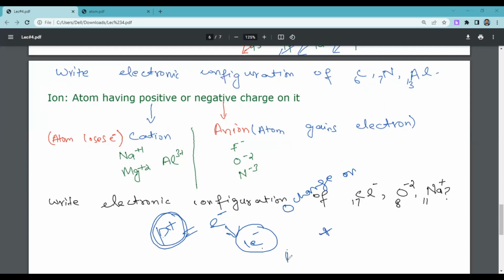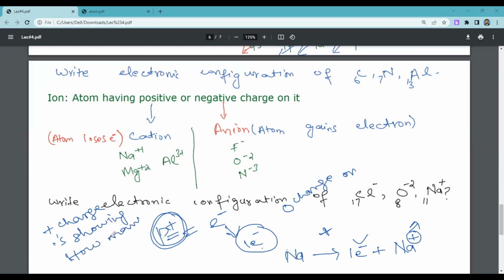Simply, if I give an example of sodium, it gives up an electron and a positive charge comes on it. Why does a positive charge come? Because now there is one electron less than the protons. This positive charge shows us how many electrons are lost from an atom. If Na positive, the atomic number of Na is 11, and Na positive indicates that it has only 10 electrons.